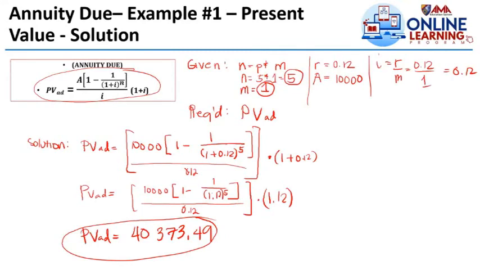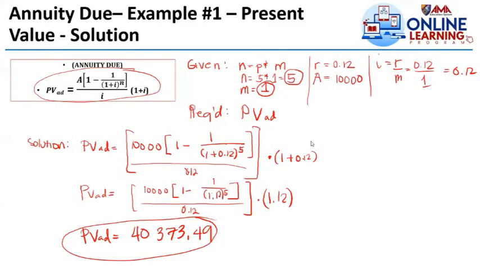Then i is equal to R over M. So 0.12 divided by 1 is equal to 0.12. Okay, so we substitute into the annuity due formula at the upper left. So 10,000 times the quantity of 1 minus 1 over 1 plus 0.12 raised to 5, all over 0.12 times the quantity of 1 plus 0.12. Then it would equate to 40,373.49 using a calculator. Okay, and that's the final answer.